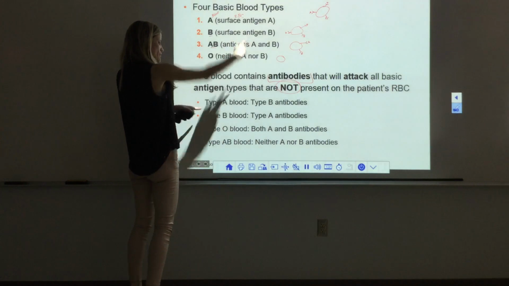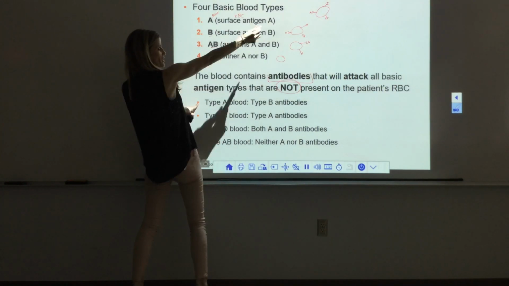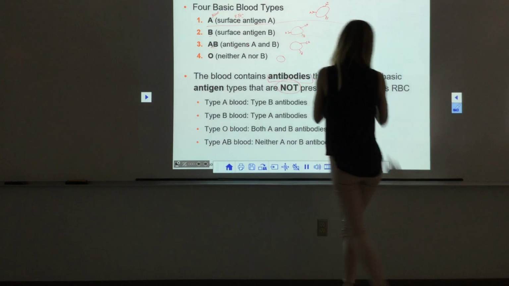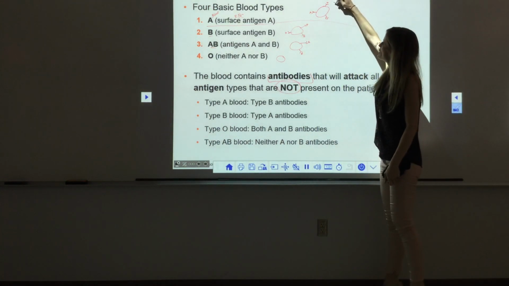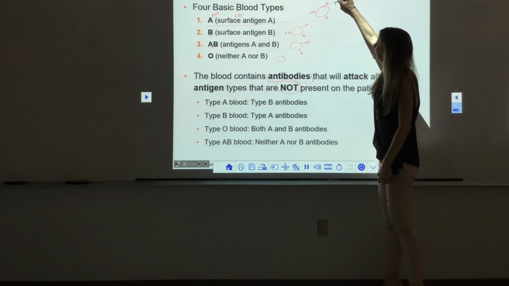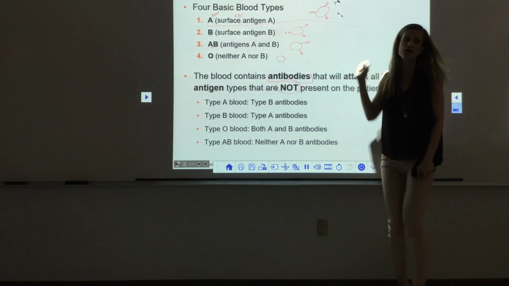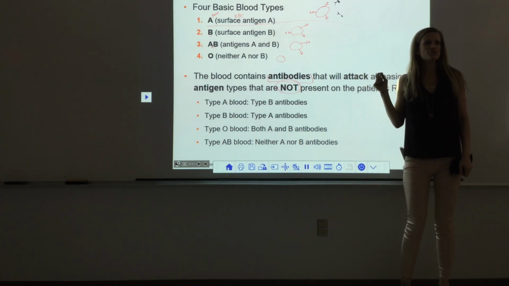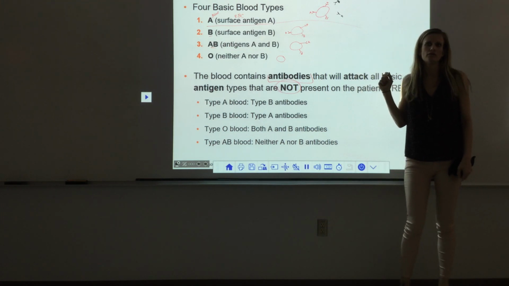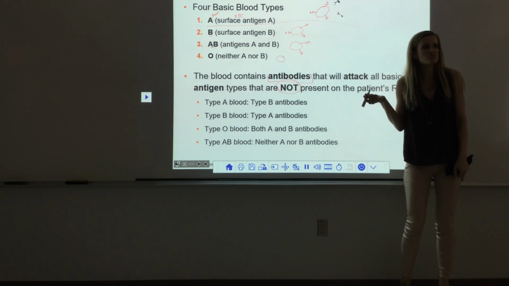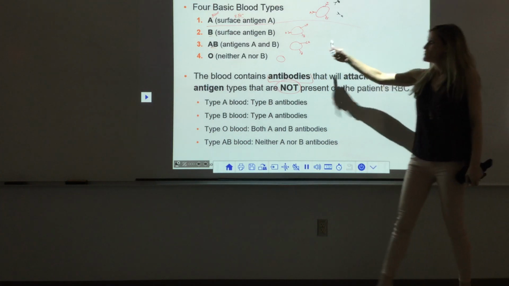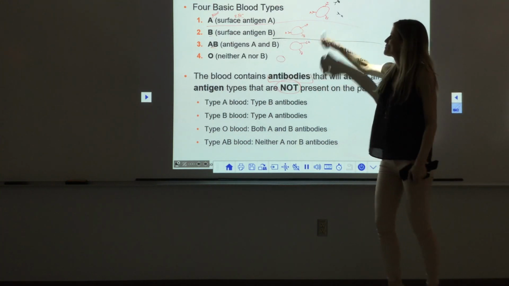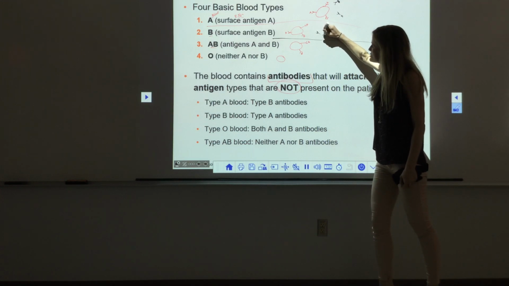So if you have, we're going to take this information and put it up there, right? So if you have A blood, you're going to have floating around your bloodstream antibodies that attack B, because B is not you. Why wouldn't you have antibodies against A? Because A is you, right? You don't want to attack yourself. So you would have antibodies against B. If you have type B blood, you have antibodies against A, because A is not you.